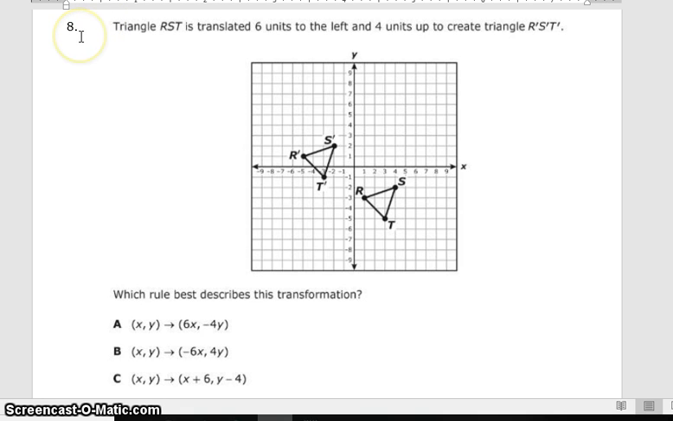Number 8. Triangle RST is translated 6 units to the left, 4 units up to create triangle R'S'T'. Which rule best describes this transformation? 6 to the left and 4 up.